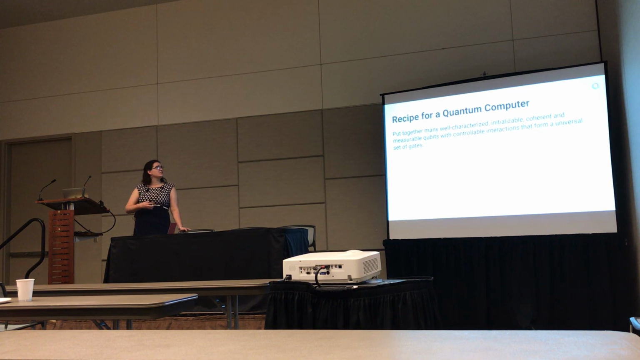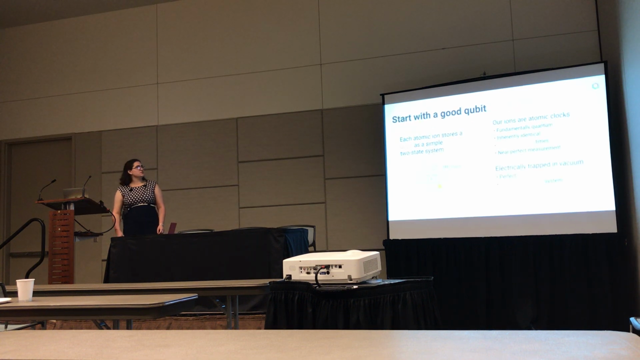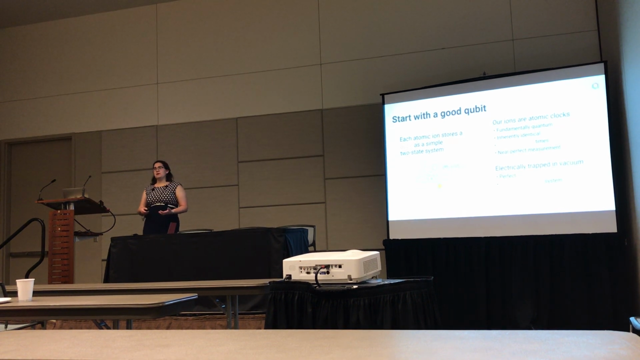We need to mix into these measurable qubits some set of controlled interactions that we can use to make them interact, which form a universal set of gates. So at IonQ, our approach is to start with a really good qubit. We use atomic ions, which store quantum information in actually the state of the outer electron spin compared to the nucleus. All that to say, it's a two-level system that's inside of this inherently quantum object.